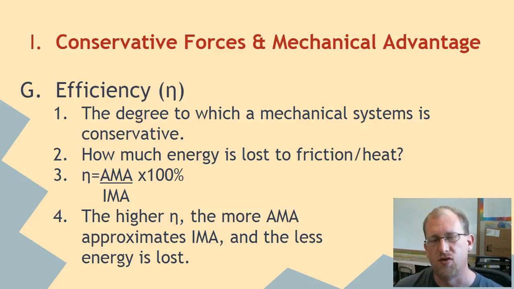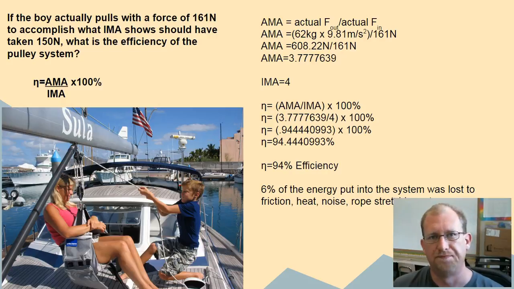The ratio between the two is efficiency, and we use the Greek letter eta to represent that. That is not a lowercase n. A lowercase n would have both legs of the letter the same length. The second leg of this letter is longer. That's the Greek letter eta. So we use eta to represent efficiency, and we just divide the actual mechanical advantage by the ideal mechanical advantage and multiply by 100%. It's just a ratio. The higher the eta, the higher the efficiency, the more AMA approximates IMA, and the less energy is lost.